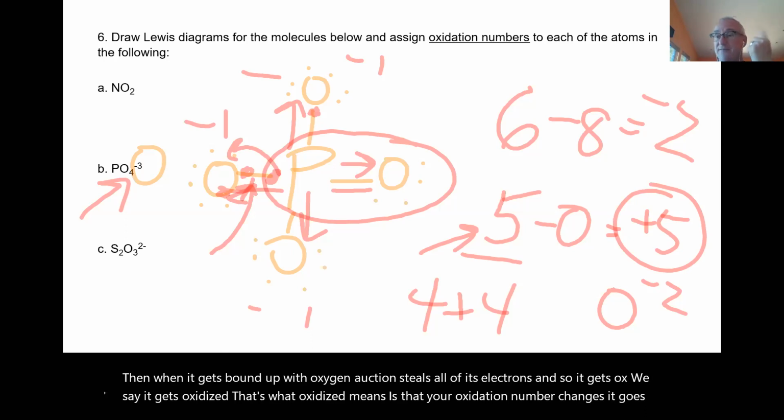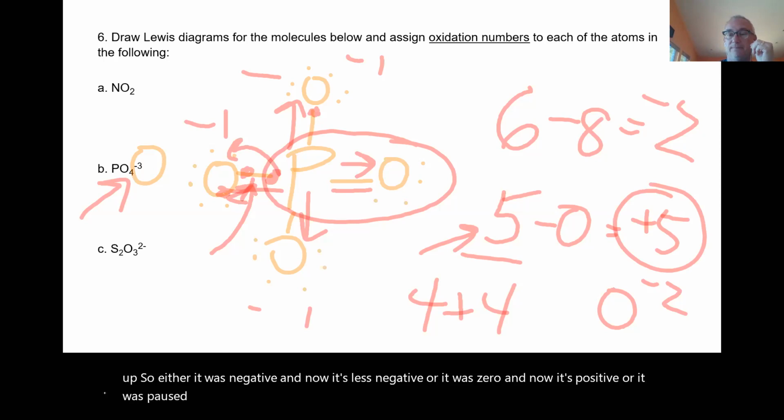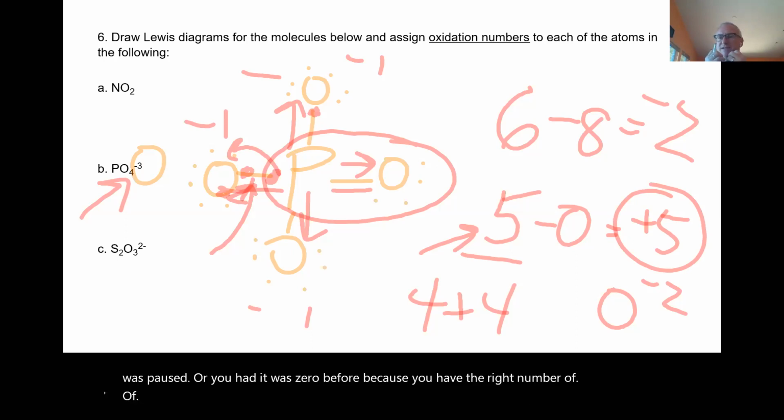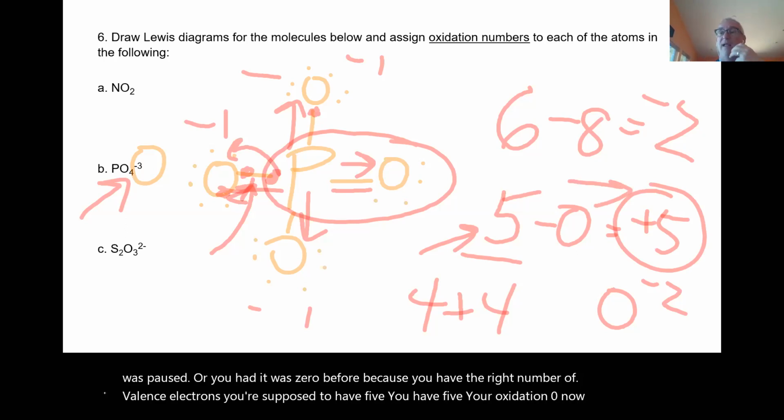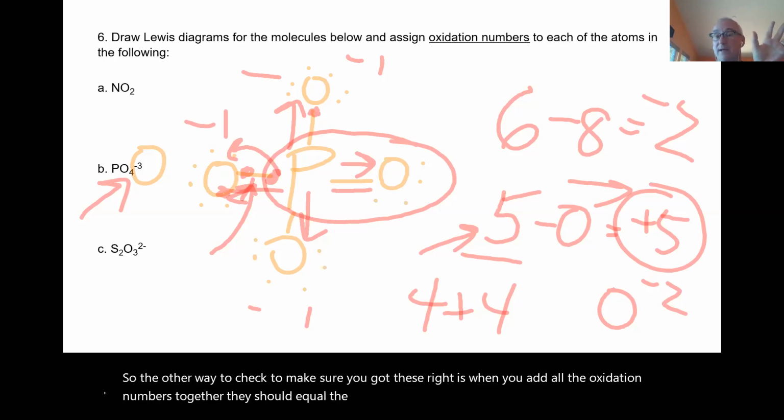So either it was negative and now it's less negative, or it was 0 and now it's positive. It was 0 before because you had the right number of valence electrons. You're supposed to have 5, you have 5, so your oxidation number is 0. Now it's +5. The other way to check to make sure you got these right is when you add all the oxidation numbers together, they should equal the charge as well, okay?